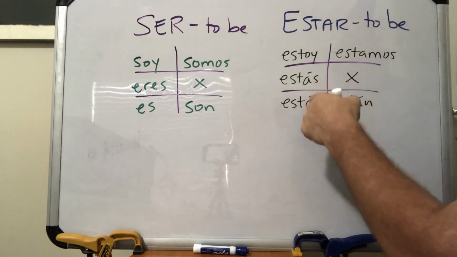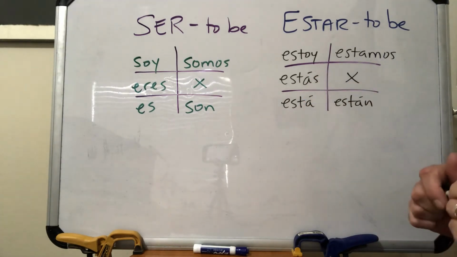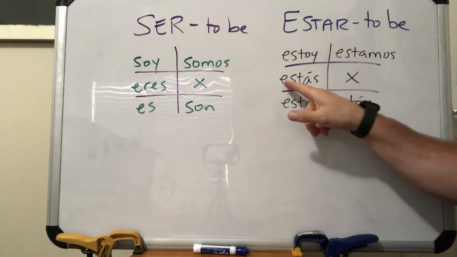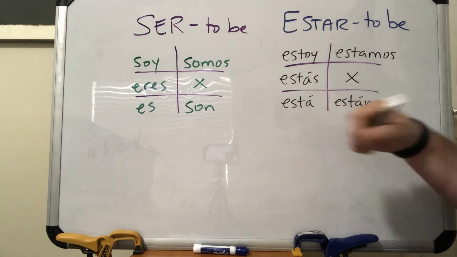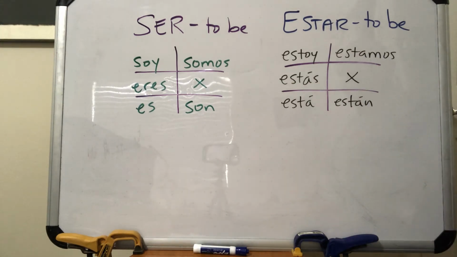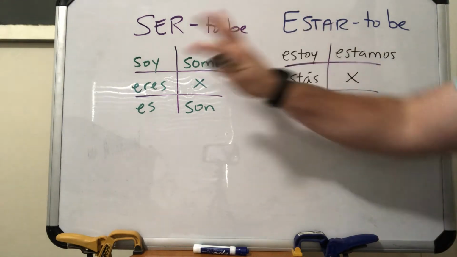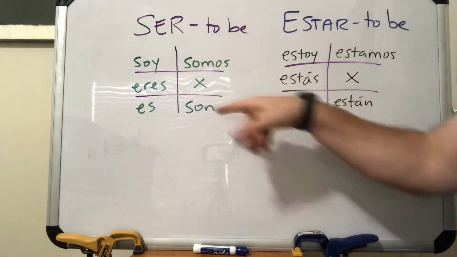So notice these three need accents. Otherwise, they mean something else. So if you take the accent off, this is estas, which means these, and esta, which means this. So you just pronounce them a little differently, and it changes the meaning. Okay? All right, so those are my two different sets of forms. And again, depending on our subject, we'd pick different forms of these.